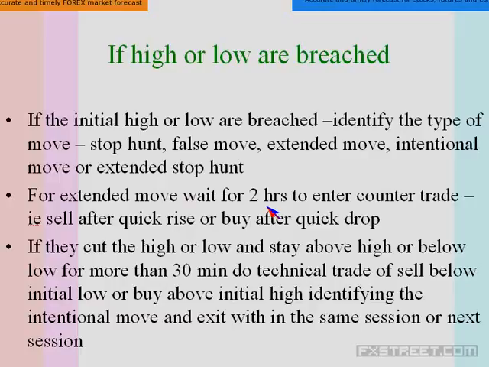So if it is an extended move, in case they breach the high and stay above there for more than 30 minutes and rise, then they can rise for 2 hours. So don't immediately jump into the market and take a sell position. Wait for the market to cool down, wait for 2 hours, then afterwards you can take a sell position. After the extended move, they may not do the intentional move on the same day. They may most likely do the intentional move the very next day or the very next week. In such a situation, you can take a sell position and wait for the next day. During that intentional move of drop, you can book profit.